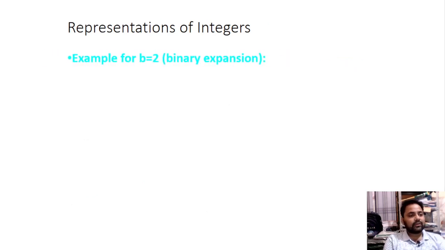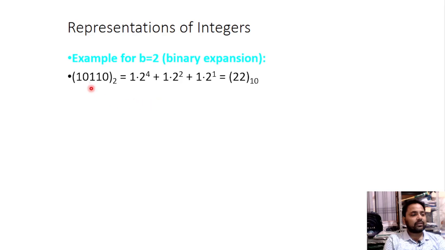Same, we can represent b equals 2 in the binary expansion, like 10110 in base 2 is equal to 1 into 2 to the power 4 plus 1 into 2 to the power 2 plus 1 into 2 to the power 1. So here we are not using 0 because when 0 is multiplied by 2 to the power 3 and 2 to the power 0, the result will be 0. So here we are using 1, 1, 1.